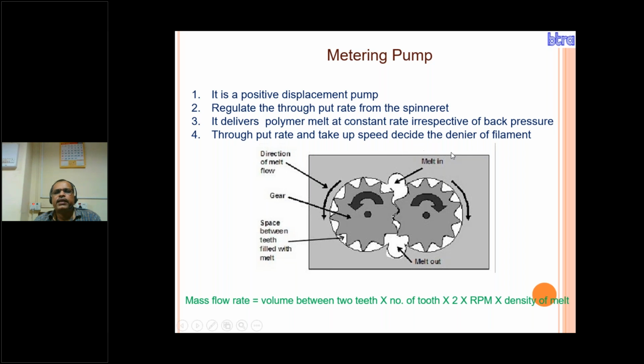Throughput rate and takeoff speed decide the denier of the filament. So here you can see two gears are there. This is the melt in. The gear will take the melt in this way, in the peripheral way, to the melt out. But from this melt out portion, due to the pressure, the polymer can't flow back to the in position. So it is designed like this. It is a positive displacement pump. Only onward flow is there. There is no back flow.